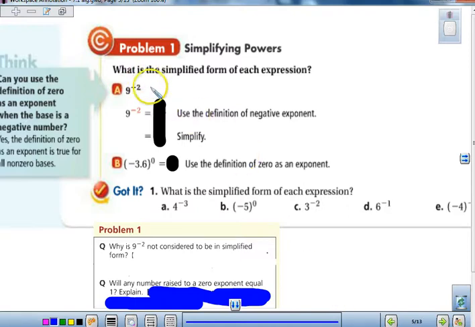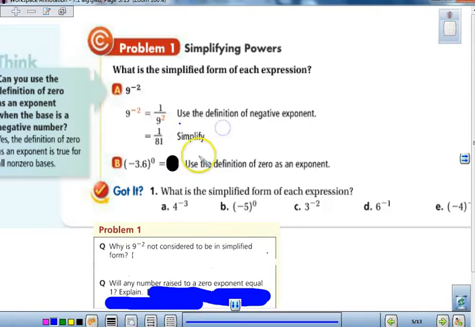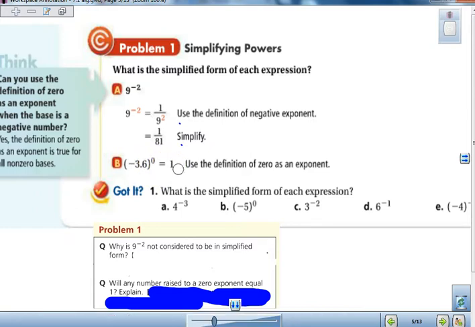Here is problem 1 that you want to put in your notes. 9 to the negative 2. What is 9 to the negative 2? Well, using our definition, we're going to rewrite that as 1 over 9 to the 2nd. 9 to the 2nd is 81, so the answer is 1 over 81. Part B that you put down in your notes, negative 3 to the 0. Anything to the 0 is 1.